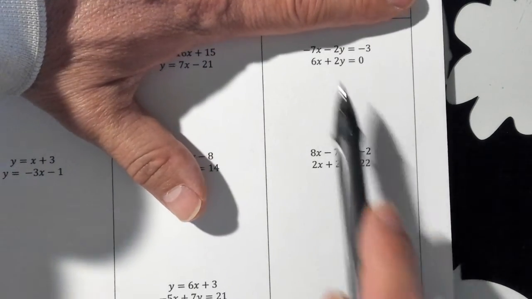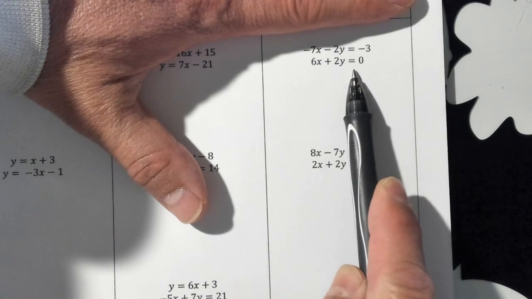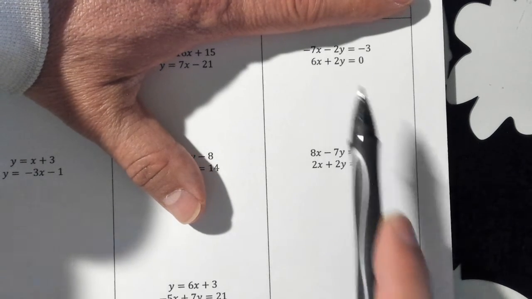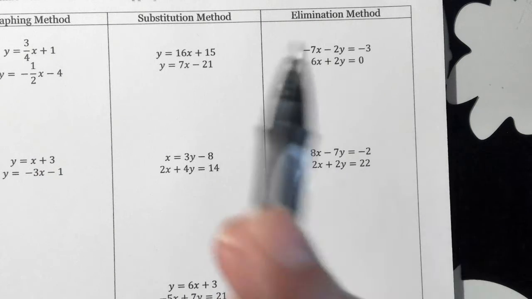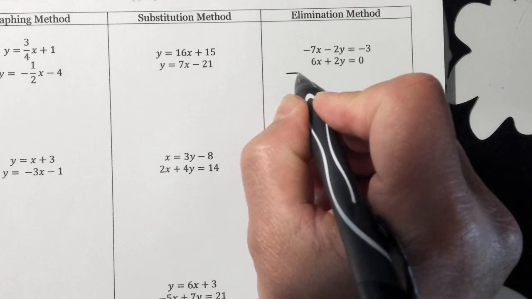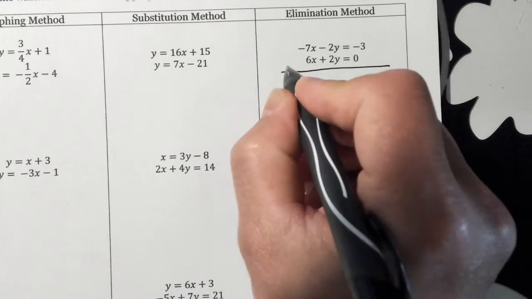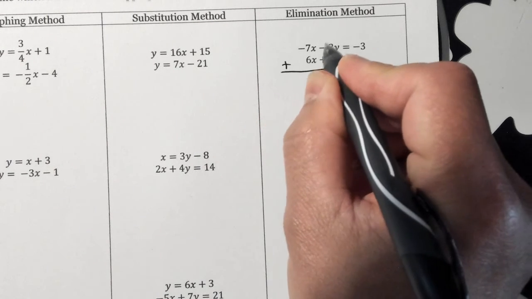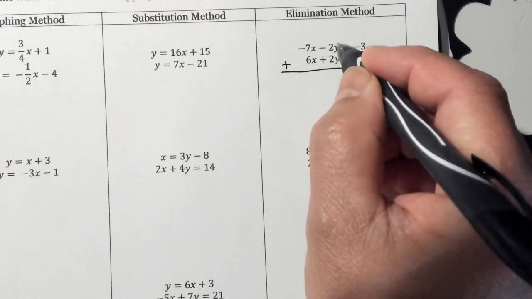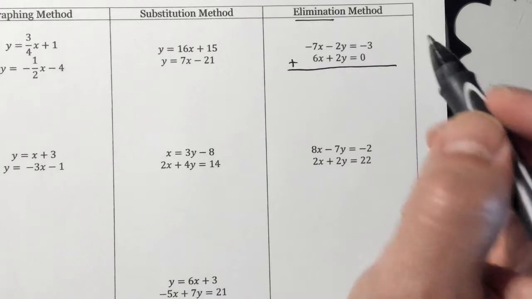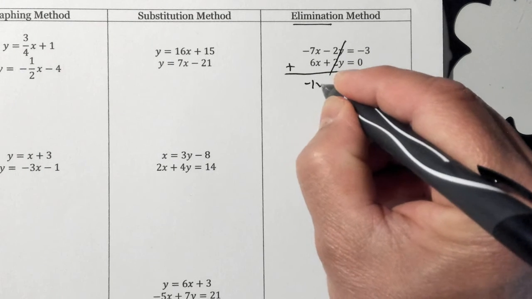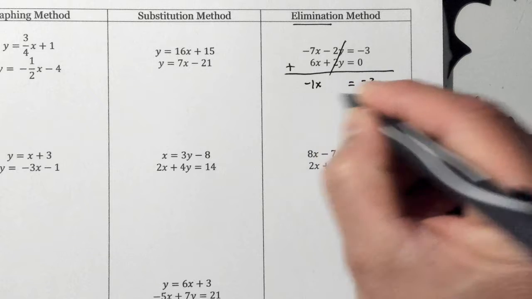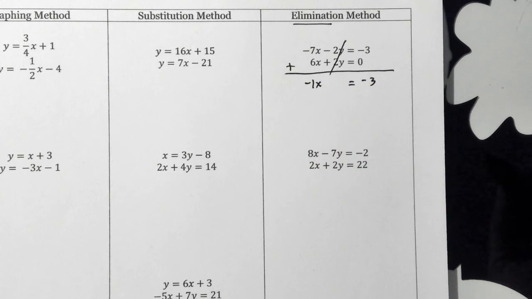Because everything lines up. The equal sign, the x's, the y's, so it lines up for you. And also you could tell because you've got negative 2y and positive 2y. So something is going to eliminate right away. Bam. Divide by negative 1. Get x equals 3, and you plug it back in.